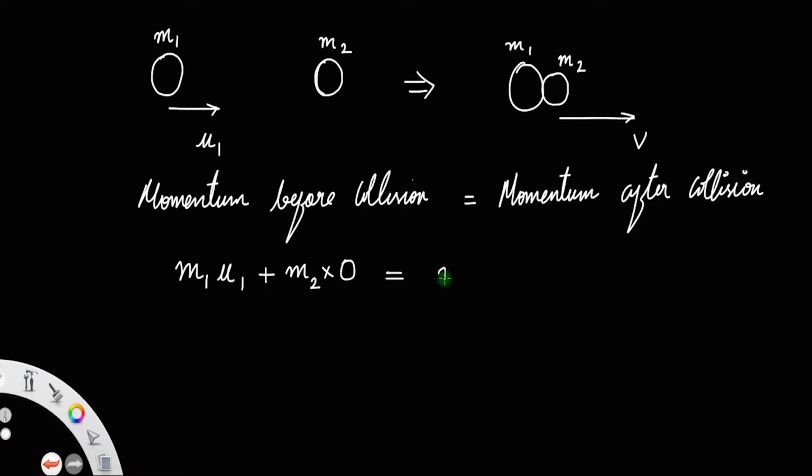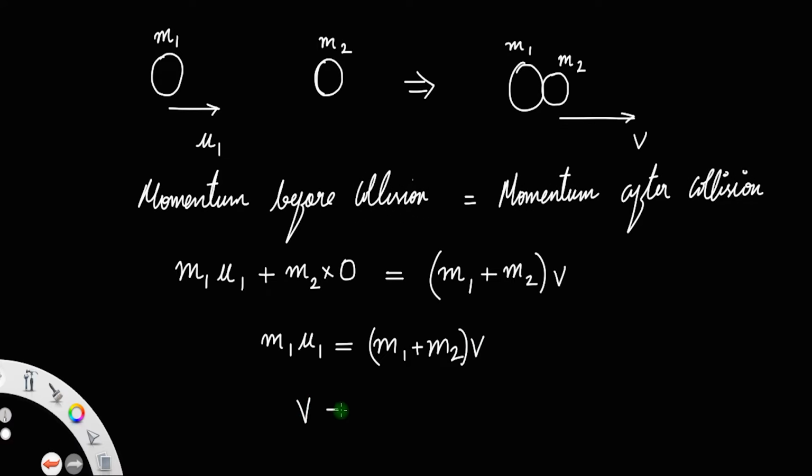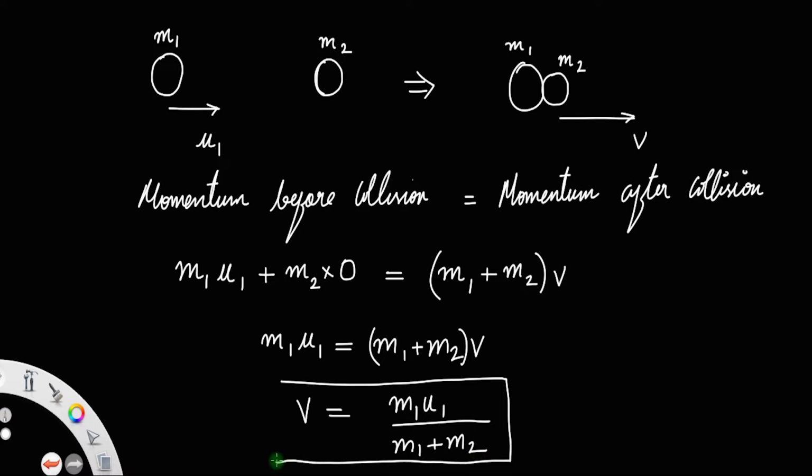And momentum after collision, since the body is moving as a single unit, its mass will be m1 plus m2 and it has a single velocity v. So solving this, you will get m1 u1 is equal to m1 plus m2 times v, or v you can write as m1 u1 divided by m1 plus m2. Let's keep in mind this value, the final velocity of the body: v equal to m1 u1 by m1 plus m2.